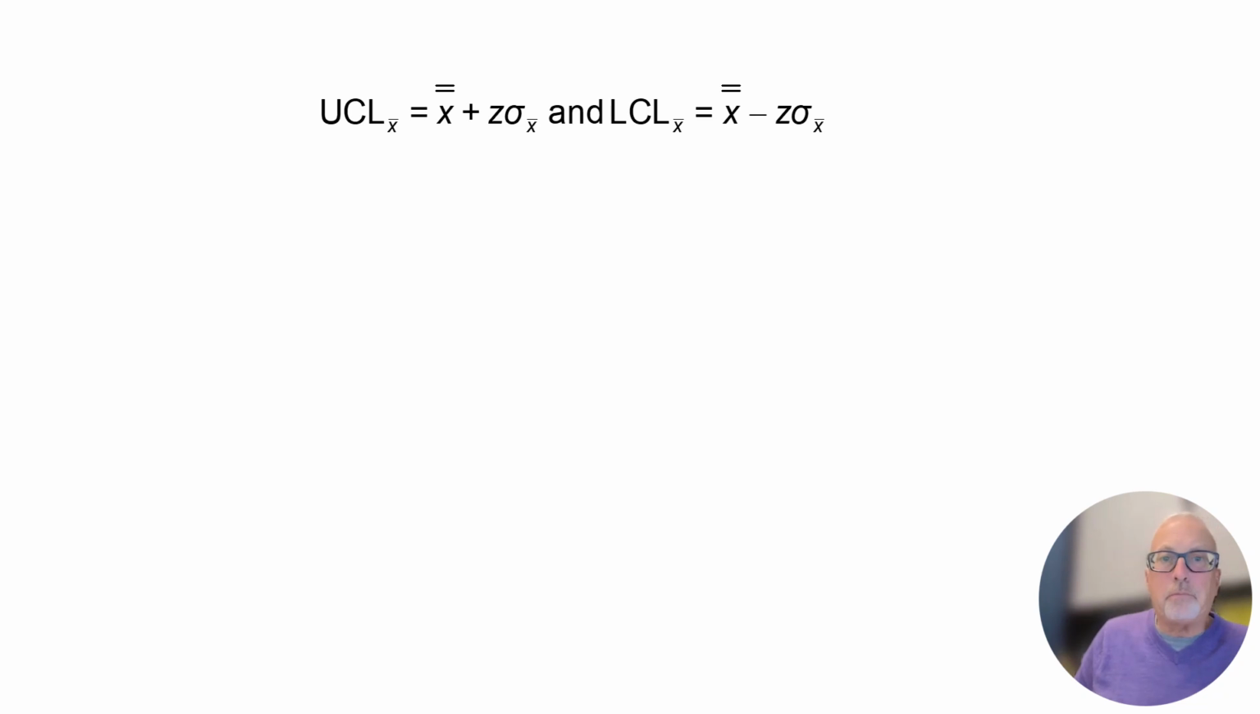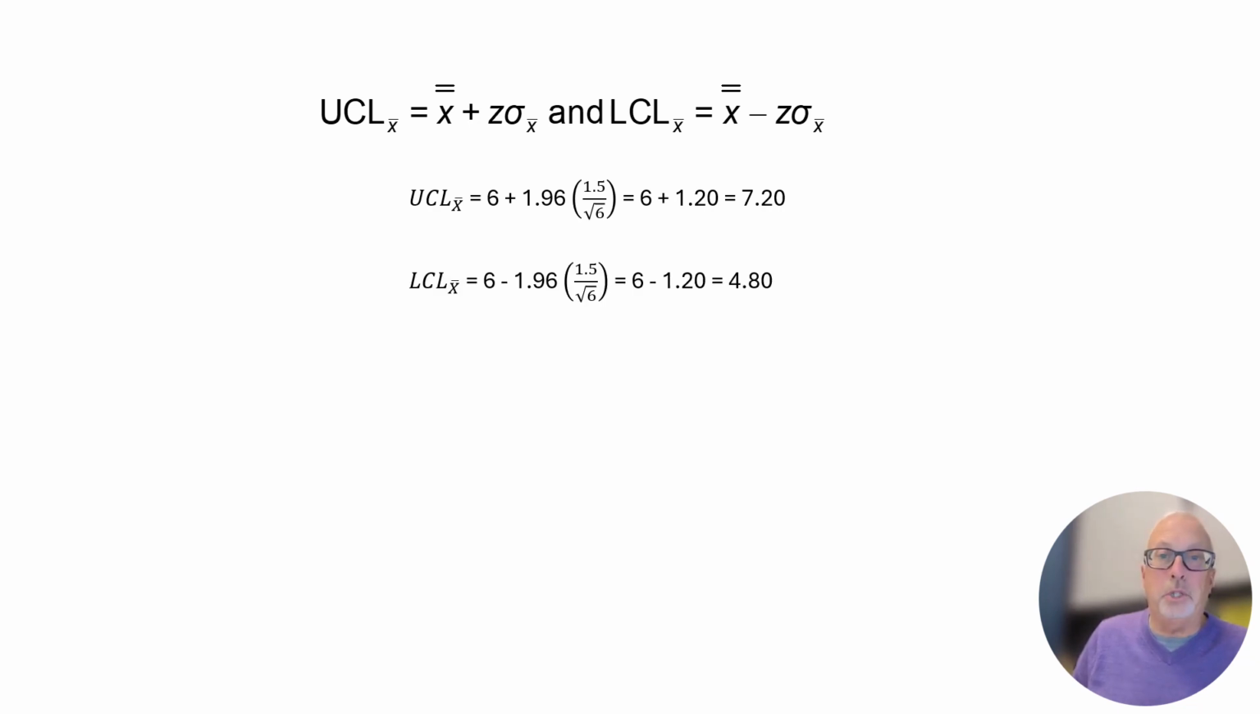So here goes. Here's our formula that I showed you earlier. The upper control limit is the mean that we had of 6 minutes plus Z, which we know is 1.96, times, and I went ahead and substituted this in, the standard deviation of the process, which is 1.5, divided by the square root of n, which is 6. And so our upper control limit is 7.20.